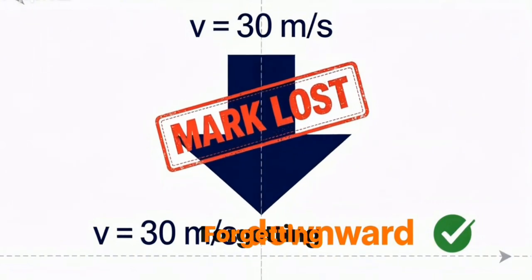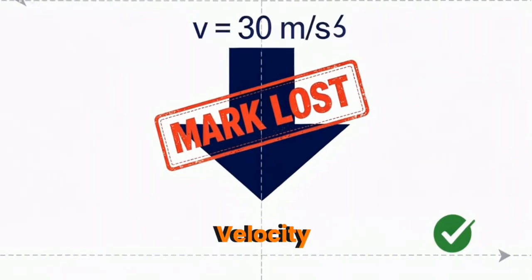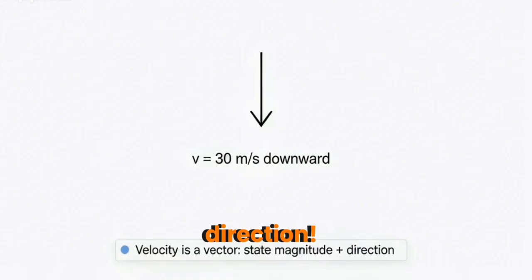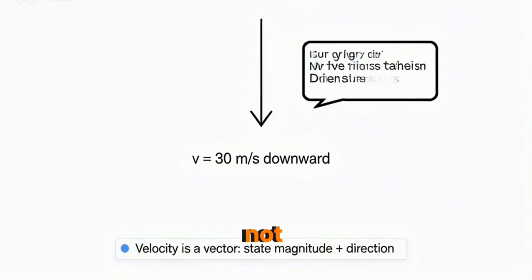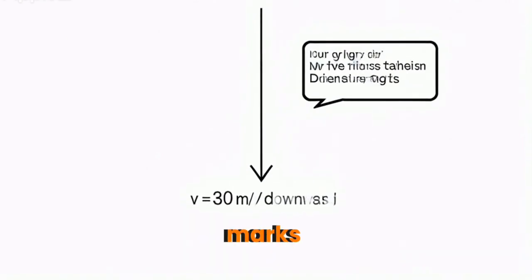Mistake 4. Forgetting direction when stating velocity. Velocity is a vector. Always state direction. Say 30 m/s downward, not just 30 m/s. This costs marks every time.